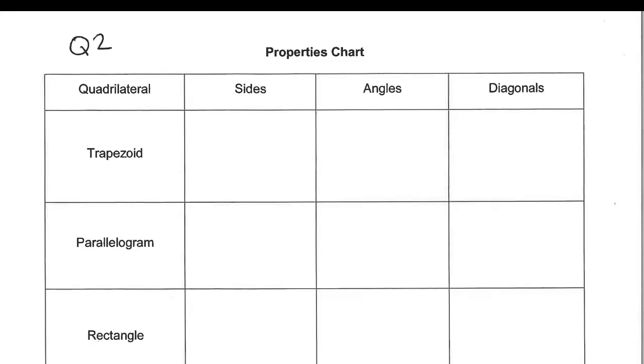Section Q2 is about the properties of quadrilaterals. We'll start with a trapezoid. The feature of the sides of a trapezoid is that one pair of opposite sides are parallel. That also happens to be the definition of trapezoid.